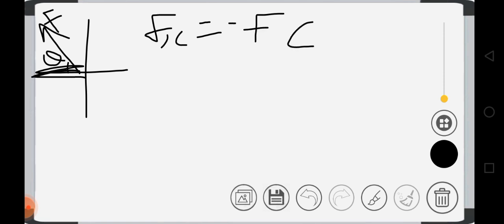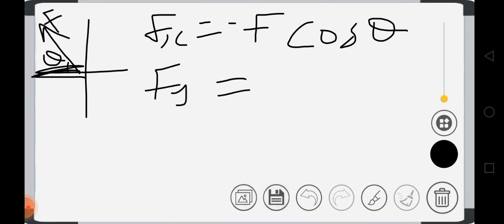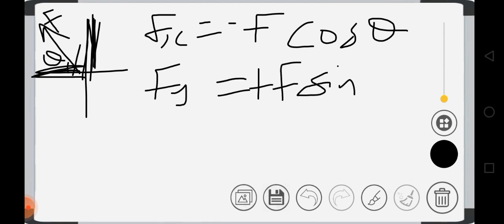The same thing, cos of the angle between the force and the s axis. The y component is going to the upper side, and in the upper side y is positive. So positive F sine of the same angle. That is all. Let's look at the next one.